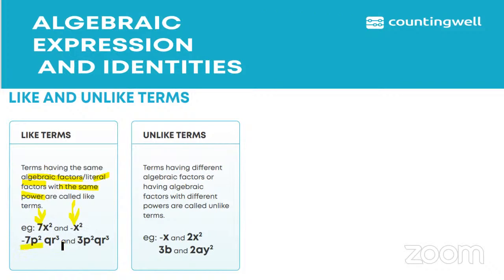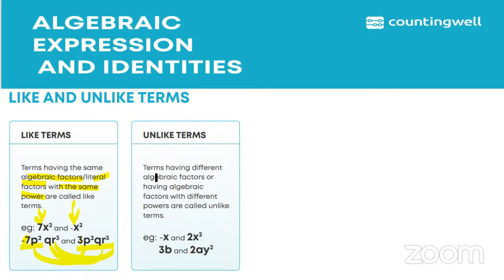Similarly, you can see the two algebraic terms minus 7p square q r cube and 3p square q r cube. Here the numerical factors are minus 7 and 3, whereas the unknown quantities or variables are p, q, r, and the power of p in both terms is the same, that is 2. The power of q is 1, the power of r is 3. So these two terms have the same algebraic factors with the same powers. That's why these two terms are like terms.